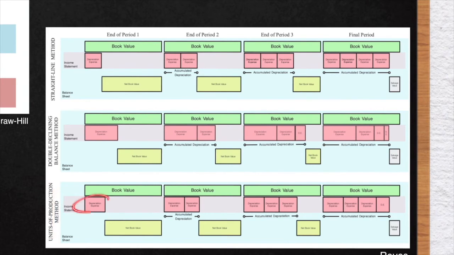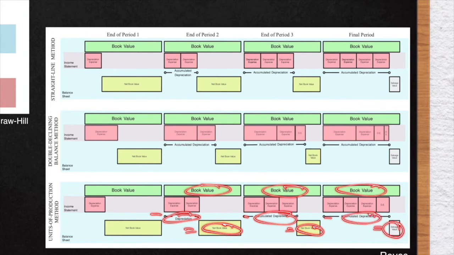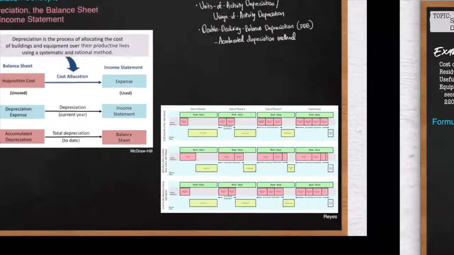The units of production, the squares are all kind of different because that's based on how much the asset was used, and it can differ from one period to the next. One thing that remains the same for all of them is on the balance sheet, you want to have the book value of the fixed asset minus the accumulated depreciation, and then you'll end up with your net book value.